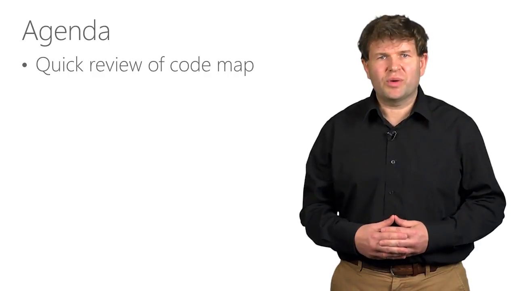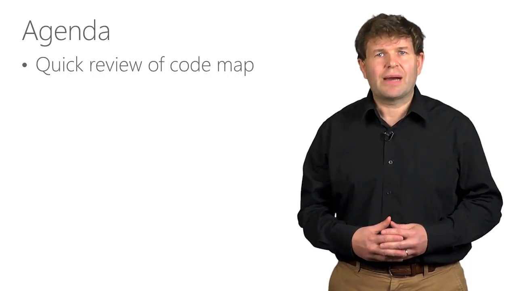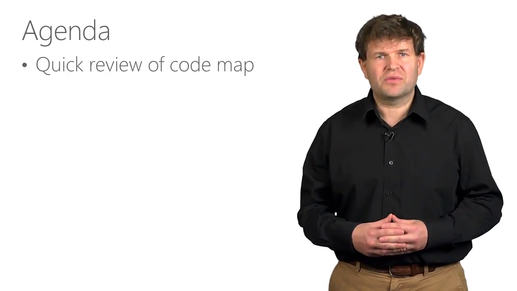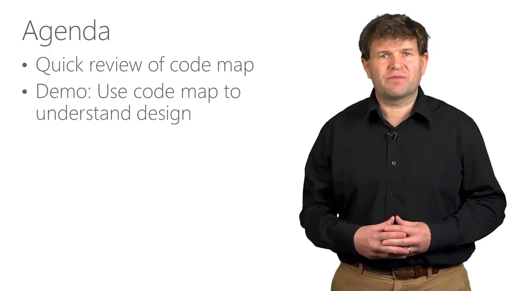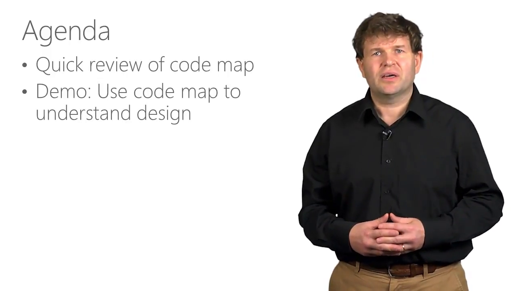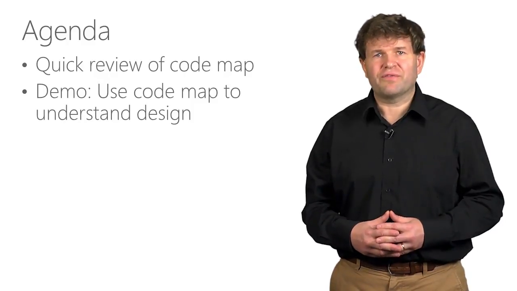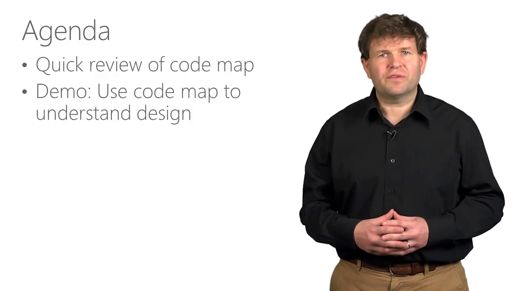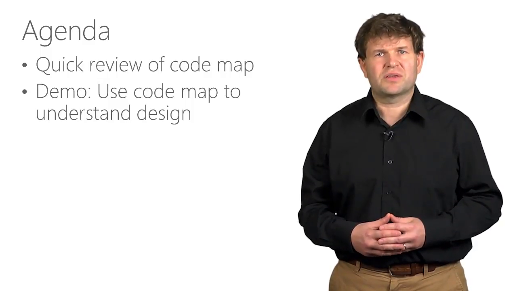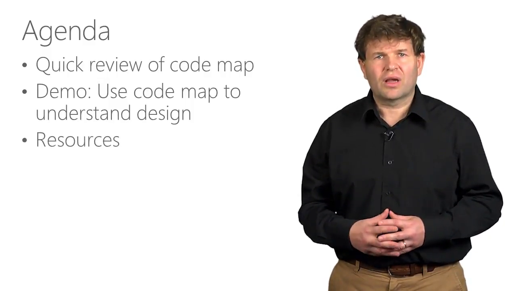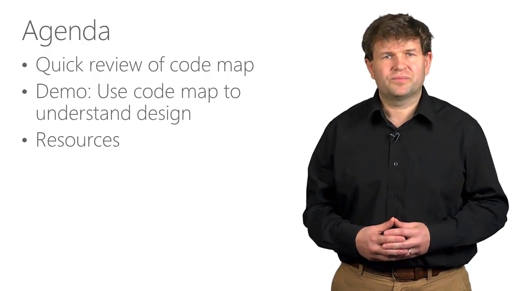I'm going to begin with a quick review of CodeMaps, what they are, when they were introduced, and what we're adding in Visual Studio 2015. Then I'll demonstrate how to use CodeMaps to visualize the architecture and design of .NET code. As I do so, I'm going to call out various features, focusing on a few that have been added since the initial release of Visual Studio 2013. I'll conclude with some pointers to resources which can help you dig in further.